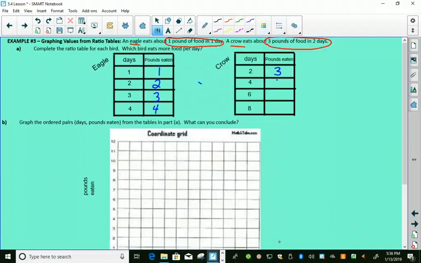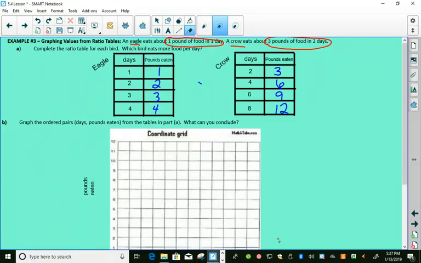Okay. So after 4 days, our crow has eaten 6 pounds. After 6 days, our crow has eaten 9 pounds, because we're eating 3 pounds in 2 days. After 8 days, our crow has eaten 12 pounds. So we're adding 3 every 2 days using our second ratio.